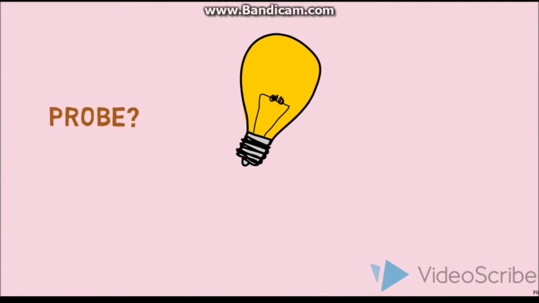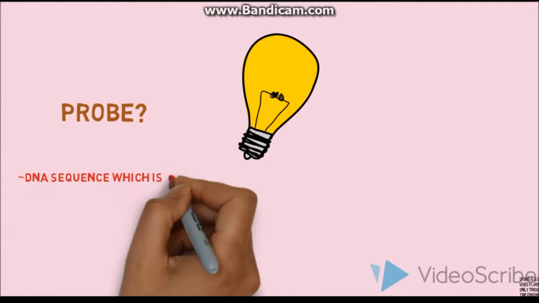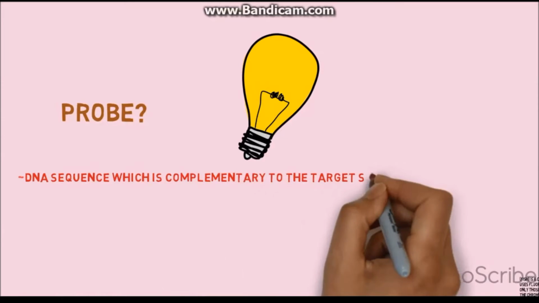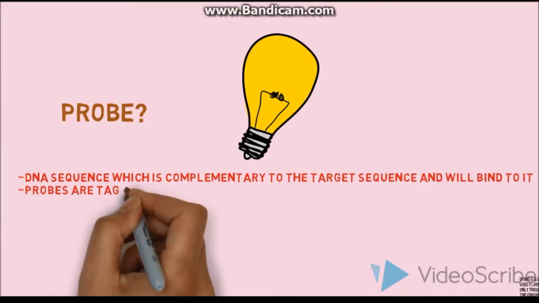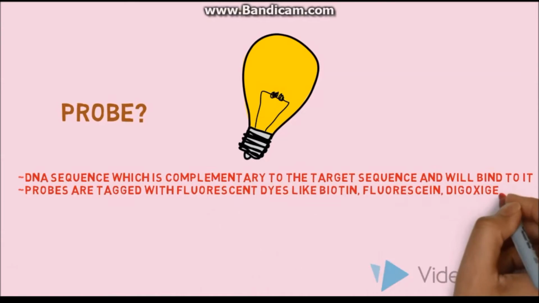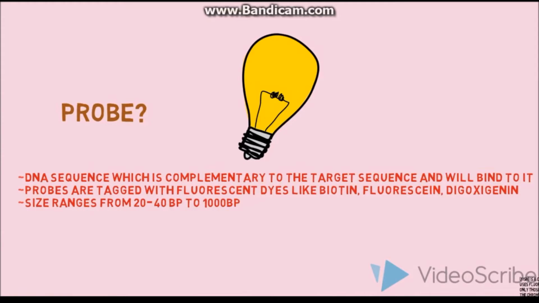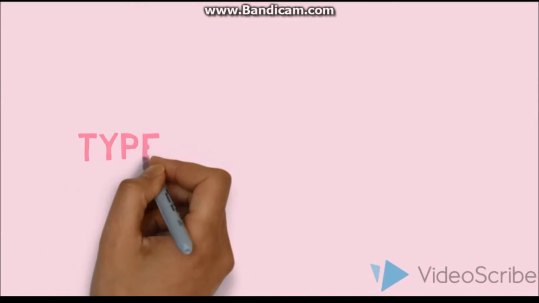Probe. A probe is a DNA sequence which is complementary to the target sequence and will bind to it. Probes are tagged with fluorescent dye. Size ranges from 20 to 40 base pairs to 1000 base pairs.